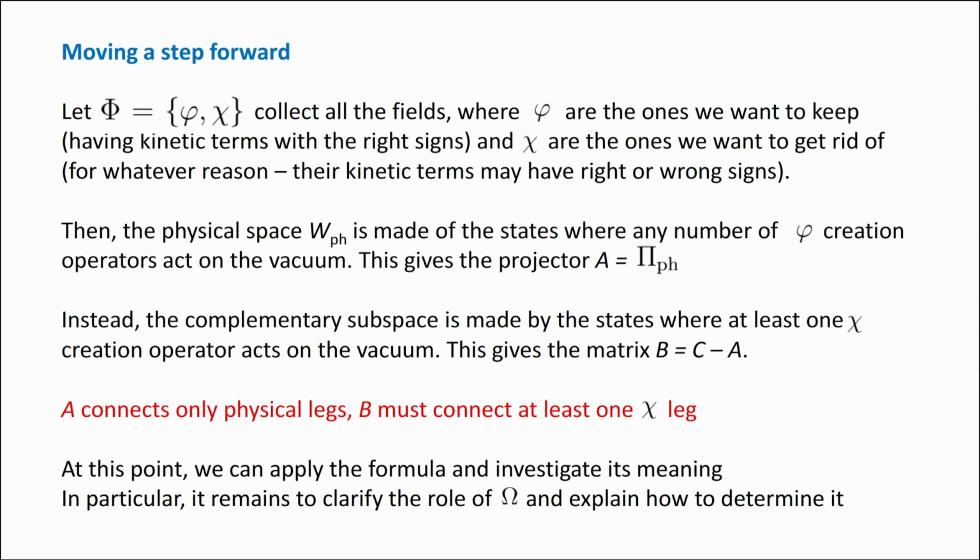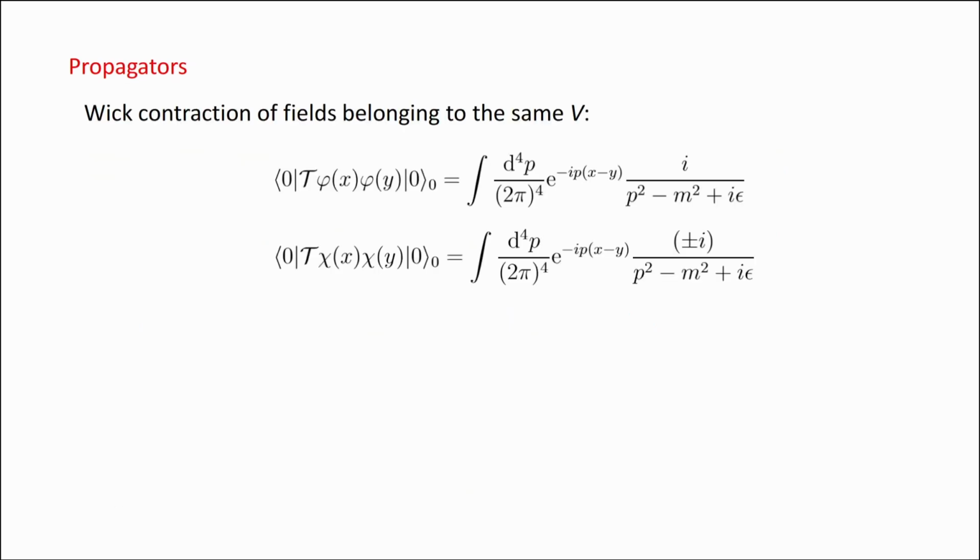So at this point, we have given the basic rules, and we can start applying the formula to investigate the meaning, in particular clarify the role of omega, and see what we have just said much better, because we have just given the rules, but before seeing examples we cannot really remember what we have said. So we start from the propagators.